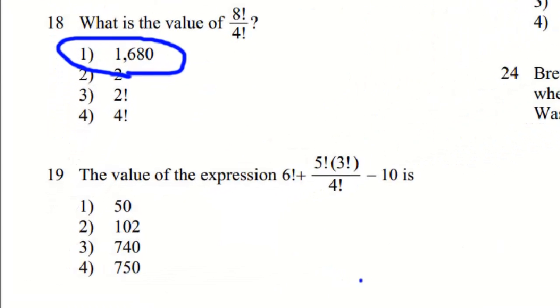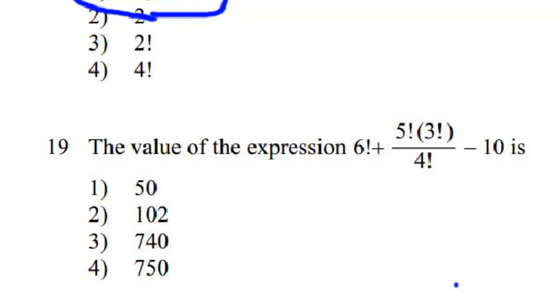Number 19 says, the value of the expression 6 factorial plus 5 factorial times 3 factorial divided by 4 factorial minus 10 is what? And then we've got a few options. So when I'm looking at this, I know that we've got a division going on, and we're going to need to make sure that we demarcate the numerator from the denominator. And to do that, we're going to put parentheses on both sides.